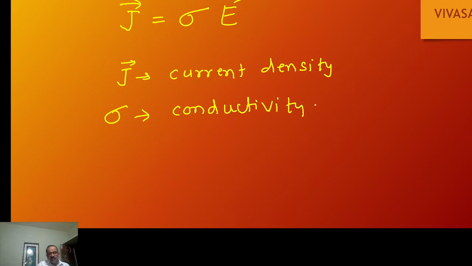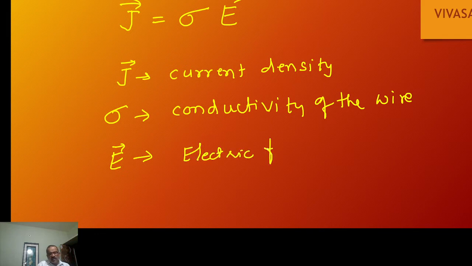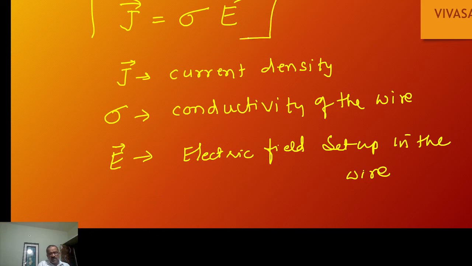You can say this is conductivity, and you know what E is, no? This E is the electric field set up in the wire or the conductor. That means up to this you can very well describe J is equal to sigma into E, and this is one of the important derivations.